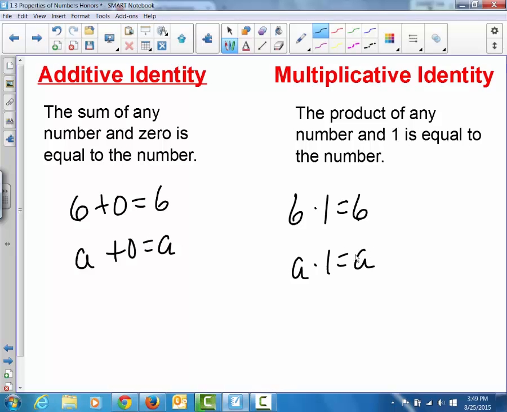So the identity property is when you end up with the same thing that you started with. And for addition, that's when you add 0. For multiplication, it's when you multiply by 1.